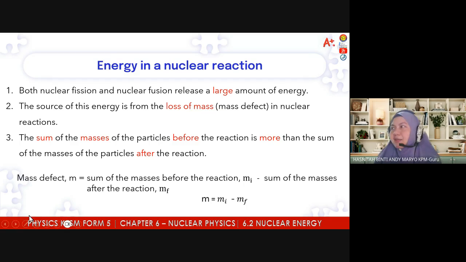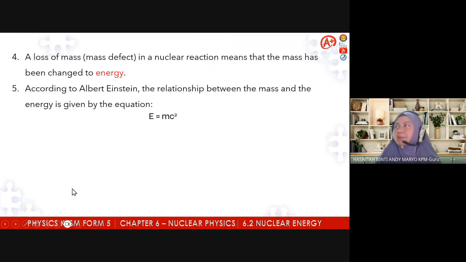And this is the short equation: Δm equals Mi minus Mf. For example, later we will see how to calculate mass defect. All right. So this one is number 4.